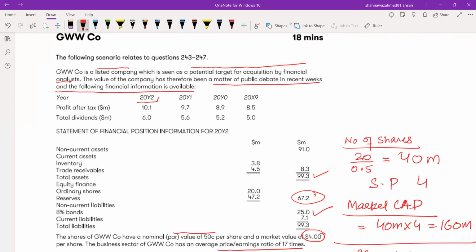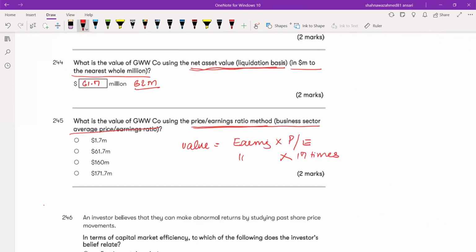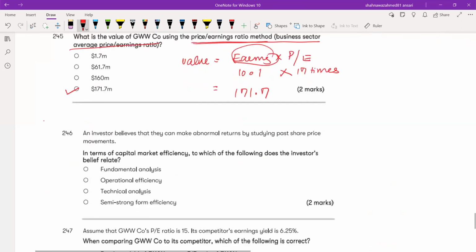We can use the current earning, which is 10.1. So it's 10.1, and as a result, 17 into 10.1 is 171.7. And there is the answer. We can also use the average earning, but the most appropriate is the current earning.